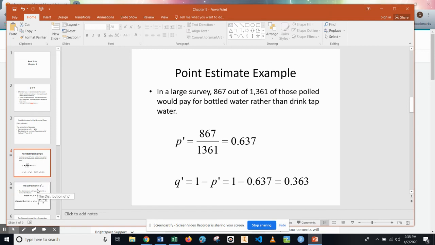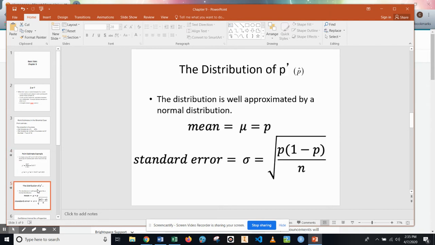Just like the confidence intervals for the means, we have a couple pieces that we need to have. One, we need to have the mean. And for proportions, we call the mean P, sometimes referred to as P hat.